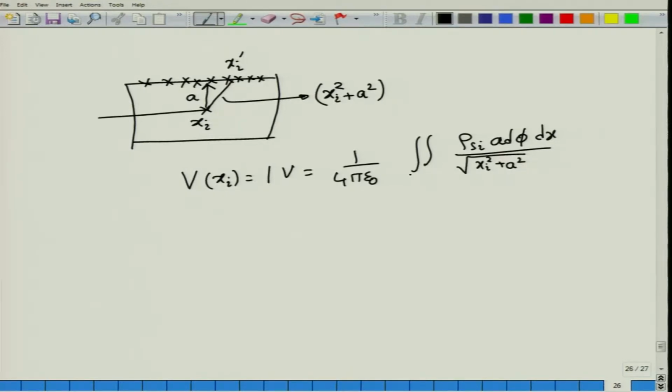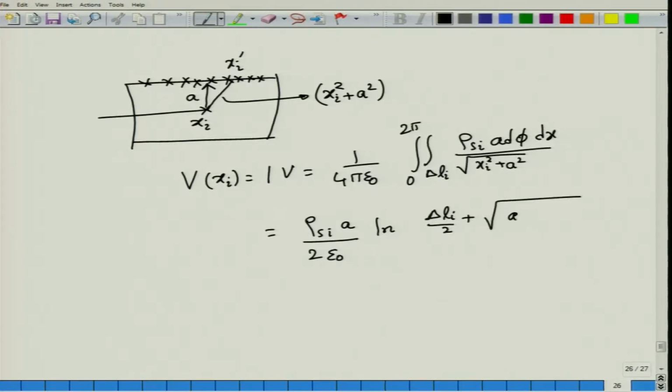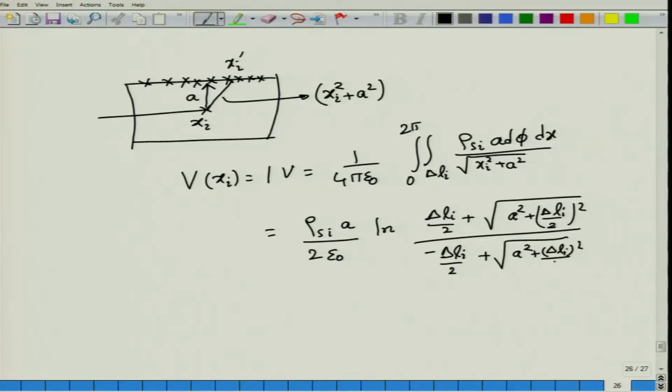If you evaluate this integral over the range 0 to 2 pi and over delta Li, you can show, as an exercise, that it is given by rho si a divided by 2 epsilon naught, times log of delta Li by 2 plus this quantity in the brackets. It is a somewhat complicated quantity, but it is a very straightforward integration that I ask you to do as an exercise, plus a square plus delta Li square divided by 4.